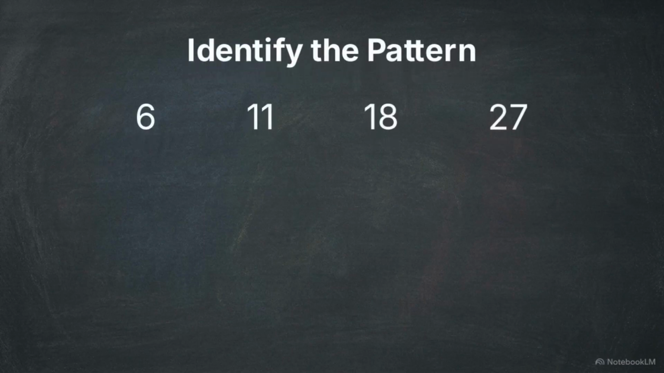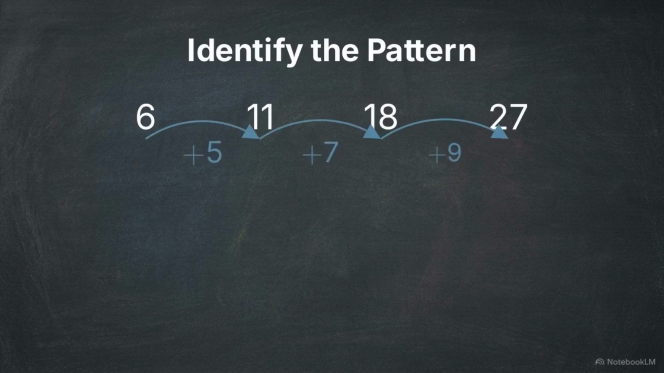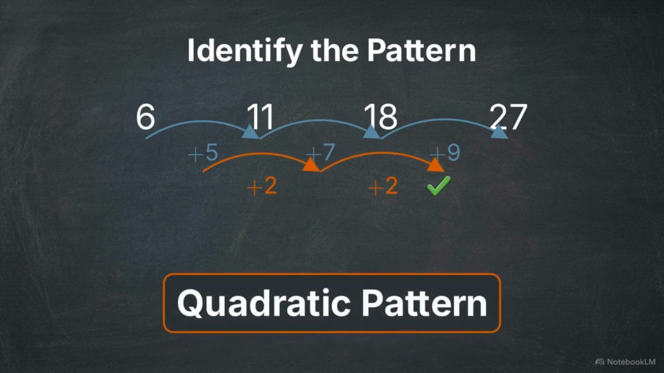Identify what stays constant between terms. In the sequence 6, 11, 18, 27, the first differences are 5, 7, and 9. Since these vary, we look deeper. The second difference is a constant positive 2, identifying this as a quadratic pattern.